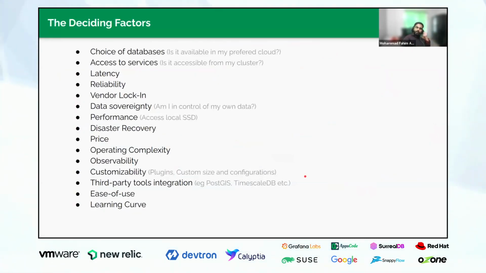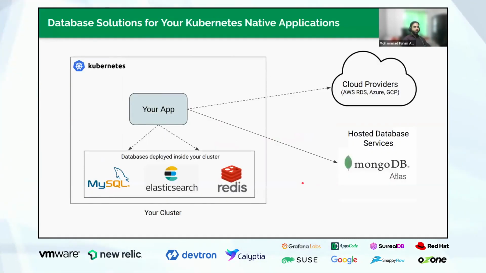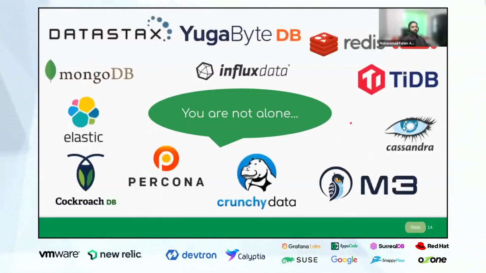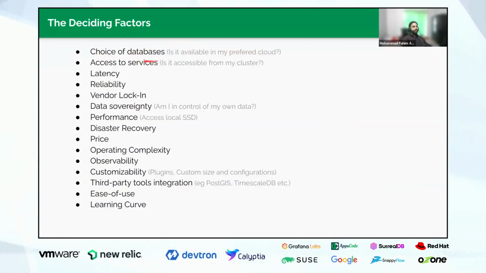Okay, so now the deciding factors. We have talked earlier about three ways: the cloud providers, managed service, or database on Kubernetes. So you have three options when you are running your applications on Kubernetes. What are the deciding factors? Which one will you choose? These are the deciding factors I have come up with.